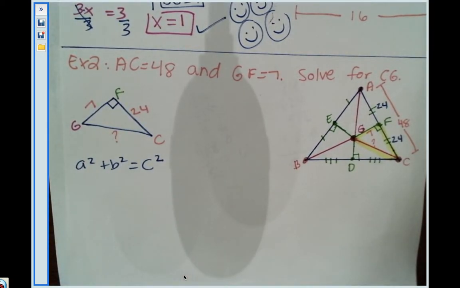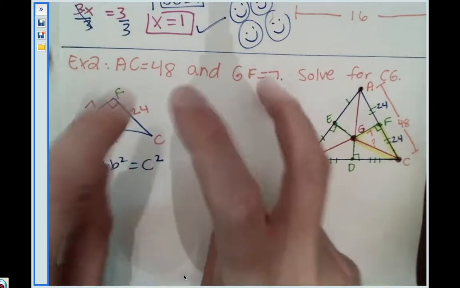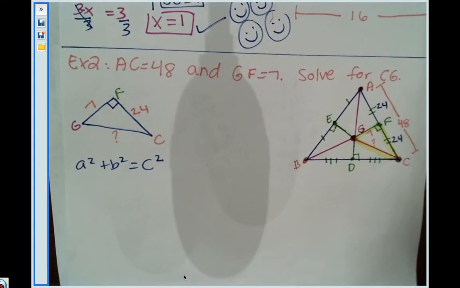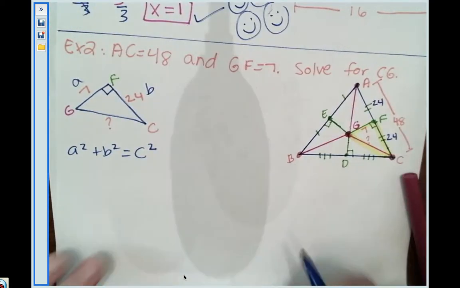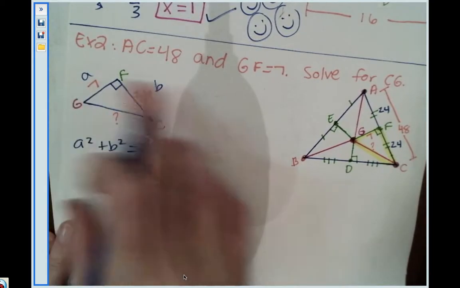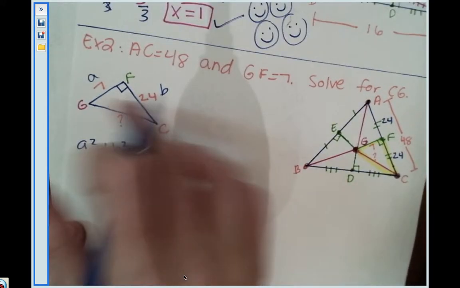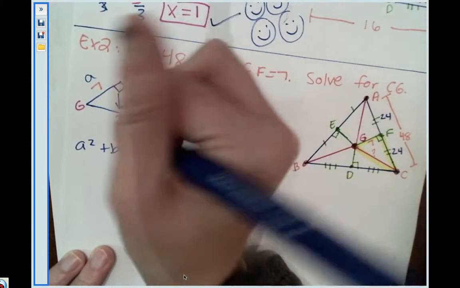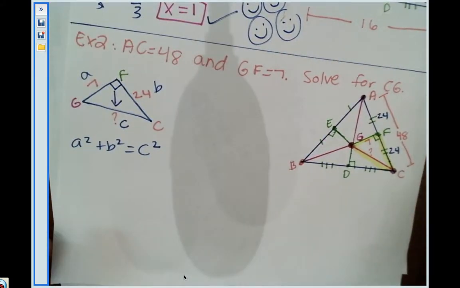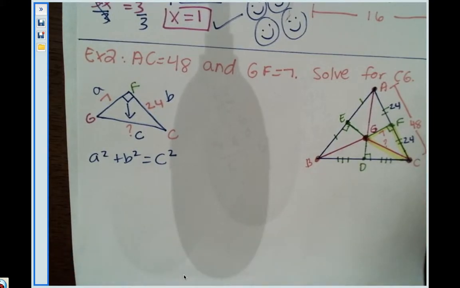So these two sides are the A and the B in the formula, which I'm going to label right now. This will be the A, the B, and it doesn't matter which one you label A or B. Then the side across from the 90-degree angle is our hypotenuse, and that will be our C. Let's set this up.